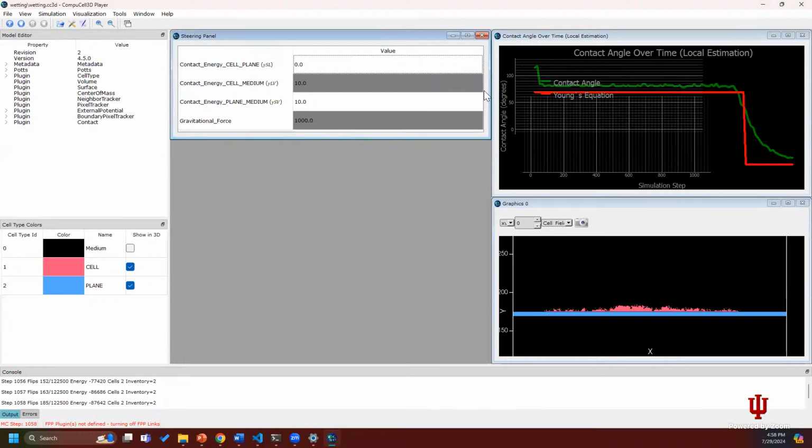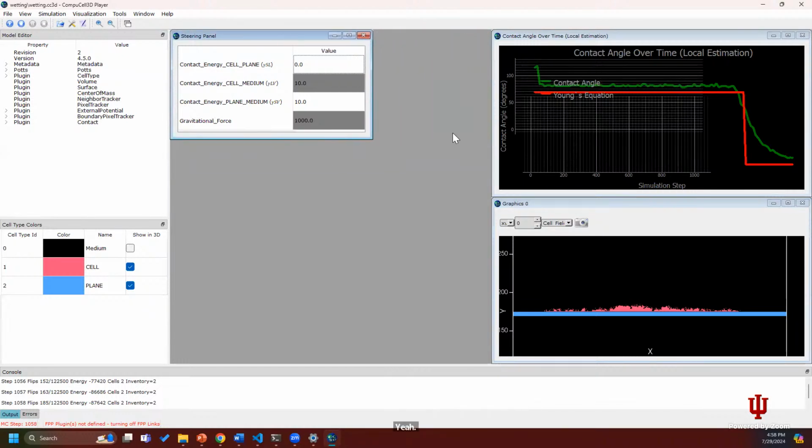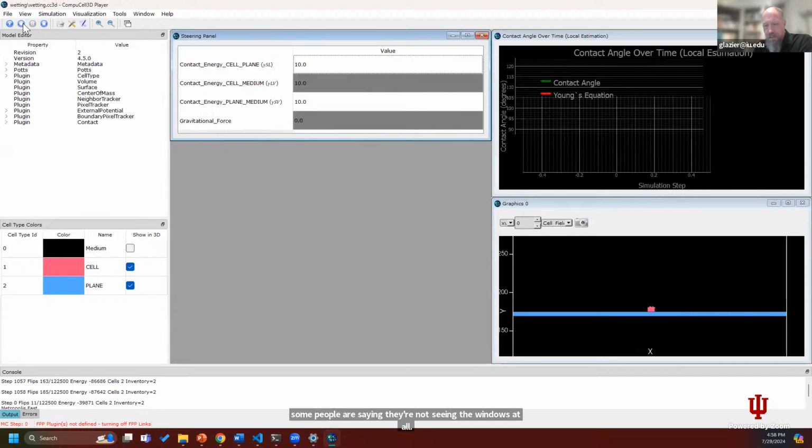So, can you see the three windows clearly? Yes, I see everything, and it's fine. Okay, so it's fine. The only issue is if you can't see a window. Some people are saying they're not seeing the windows at all. Liam and Yasmina seem to not be seeing things. If that's the case, then maybe we need to get you some help.